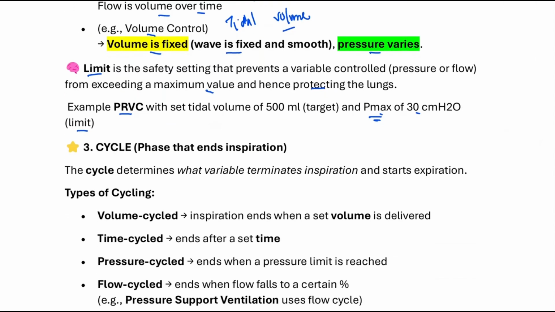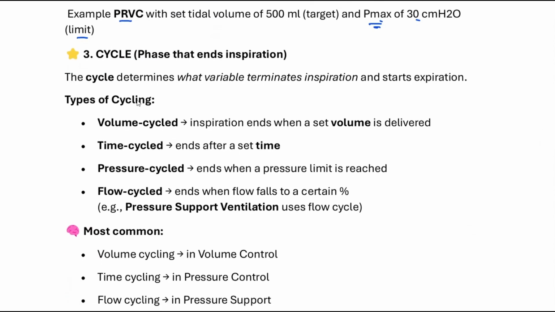So moving on to the next phase, which is going to be cycle, right? So what's cycle? This is the phase that ends inspiration. Cycle determines what variable terminates inspiration and starts expiration. So what are the different types of cycling that we have? We have volume cycled, time cycled, pressure cycled, and flow cycled.